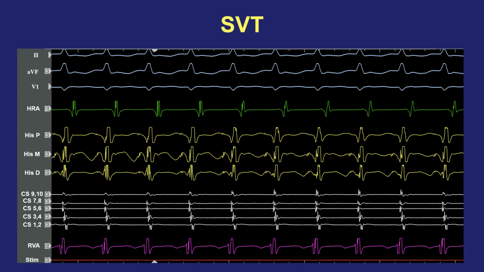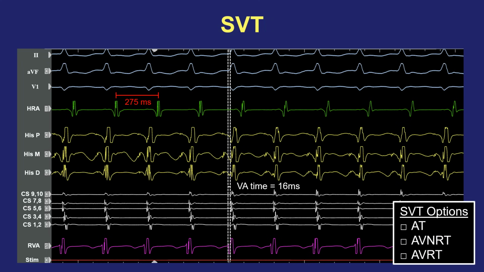Here's an example of an SVT where we have a one-to-one AV relationship. The cycle length of the SVT is 275 milliseconds. And let's use the things that we've already learned. Here the VA time is 16 milliseconds. So why don't we cross AVRT off the list? It's less than 70 milliseconds, so it is impossible for this to be AVRT. Wonderful. But again, we're left with two possibilities.